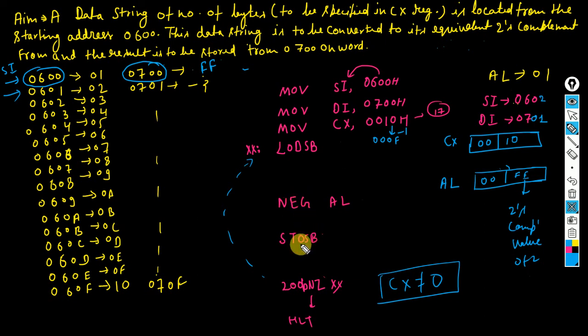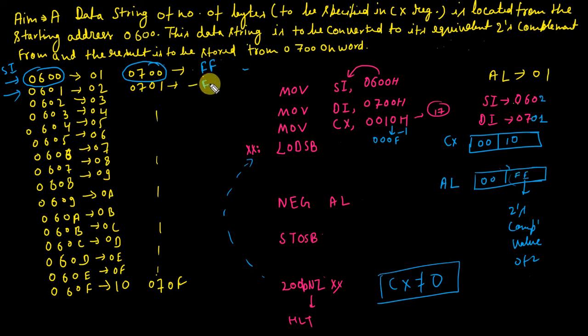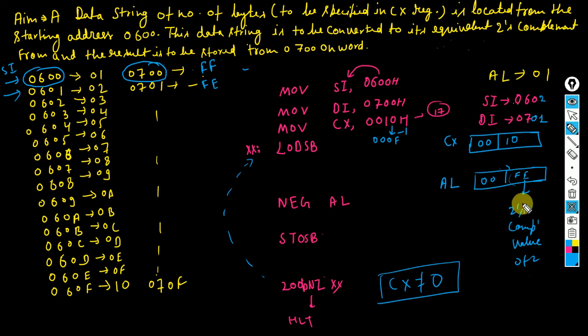Okay, next instruction is STOSB means store the AL value to our DI address. DI address indicates this address, so DI address is updated by FE, and it also increases the DI value by 1. Updated address is 0702. Again execute LOOP NZ.